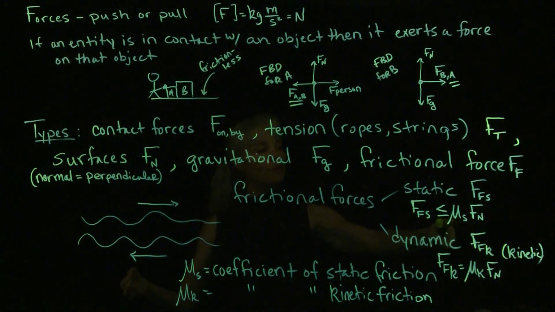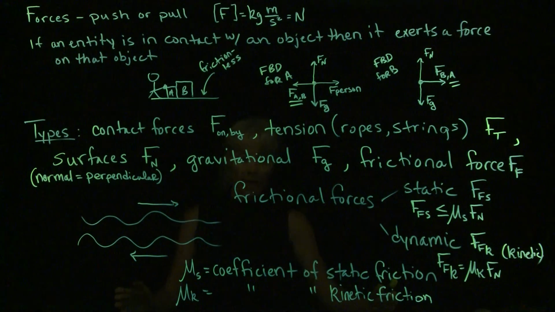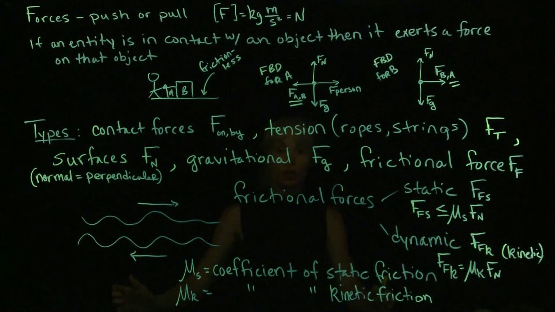You can solve then for mu sub s by simply dividing by the normal force, knowing the ratio of the force of static friction to the normal force. You're able to get the coefficient of static friction. Also note that it is a unitless quantity, it doesn't have any units associated with it. It's one of those rare quantities that doesn't have units.